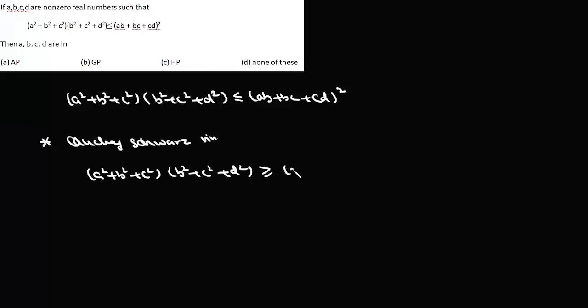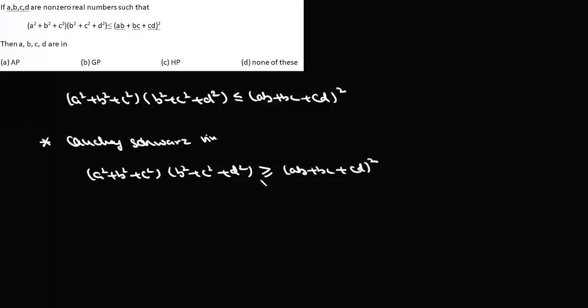Now here the question is, if a, b, c, d are non-zero real numbers such that a square plus b square plus c square into b square plus c square plus d square is less than or equal to ab plus bc plus cd whole square, then a, b, c, d are in... Now basically, if we look at the Cauchy-Schwarz inequality, we know that a square plus b square plus c square into b square plus c square plus d square is always greater than or equal to ab plus bc plus cd whole square.